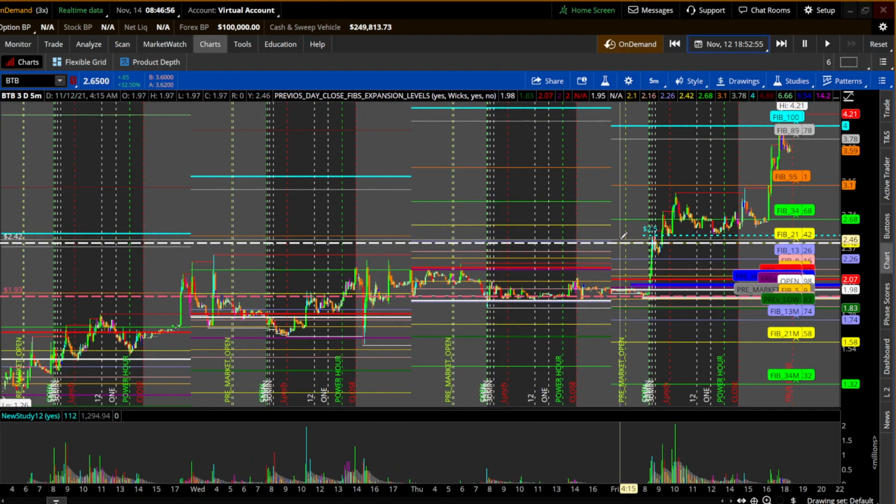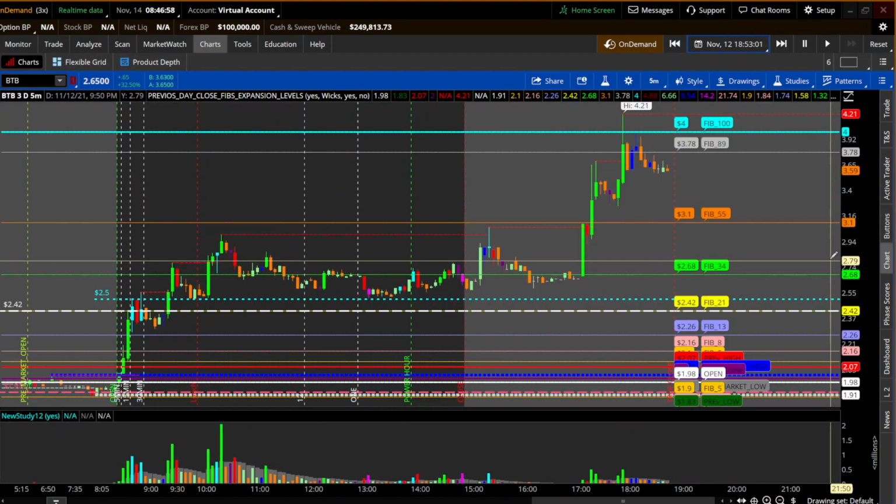And that's pretty much it. This is the previous day close with expansion level, Fibonacci expansion levels.